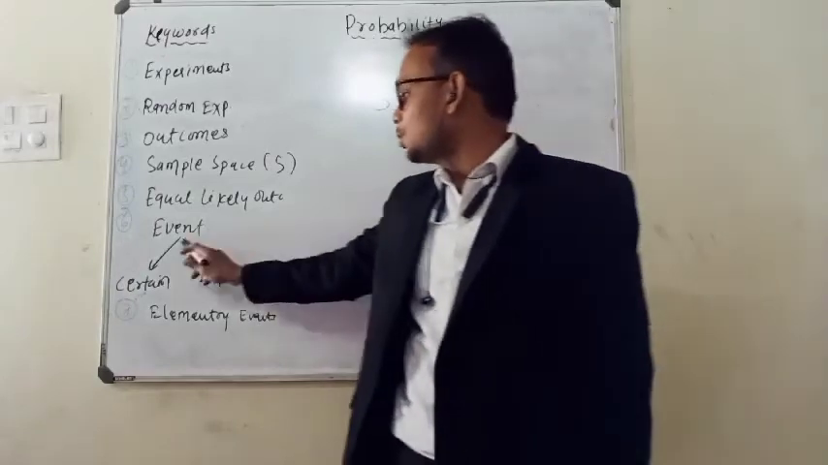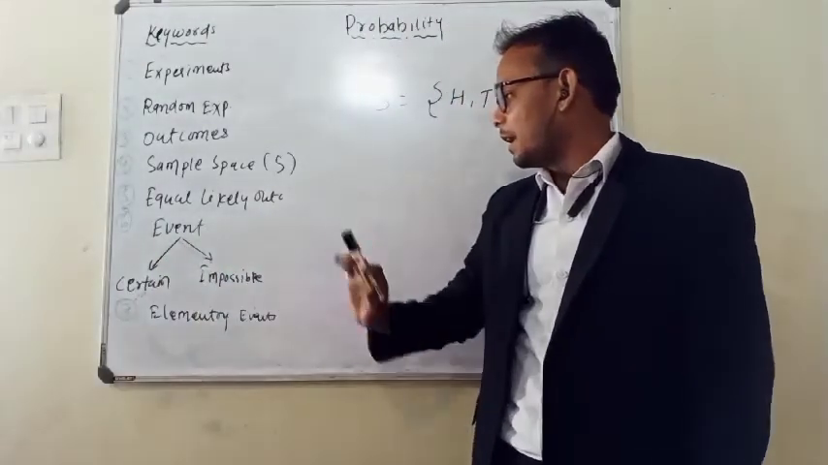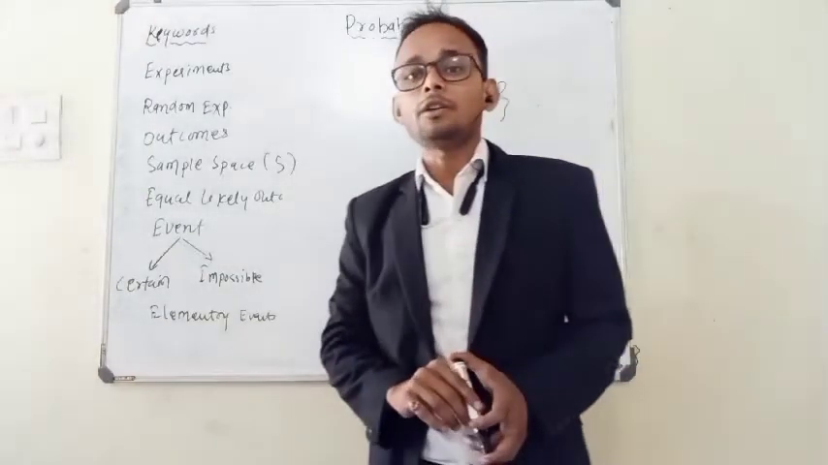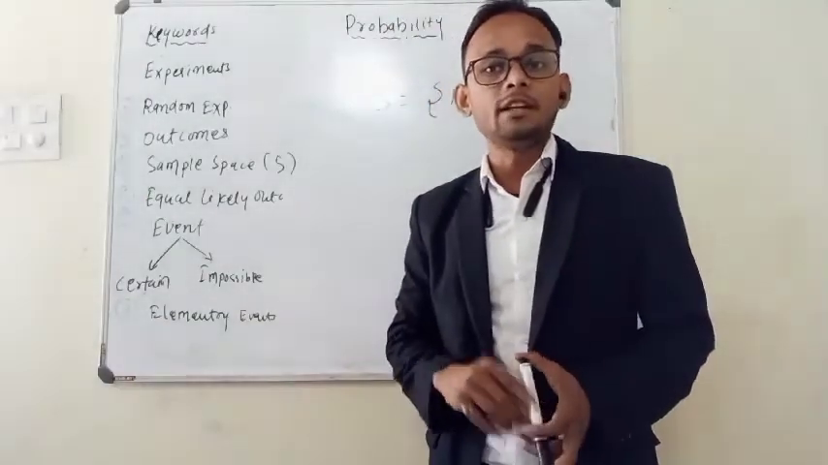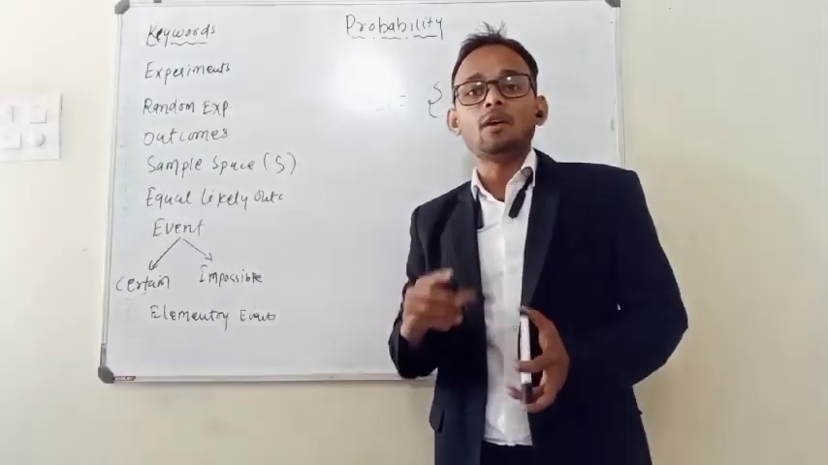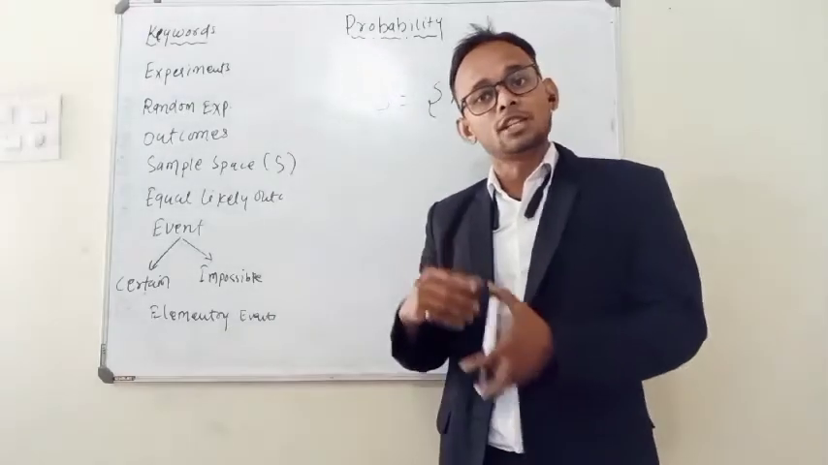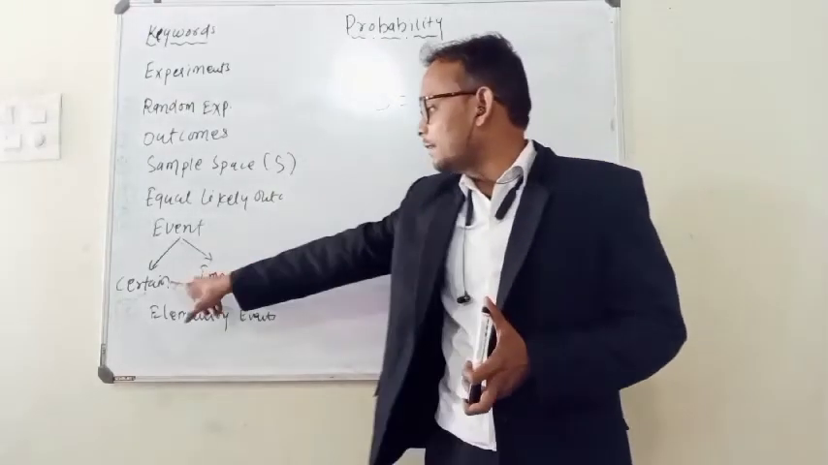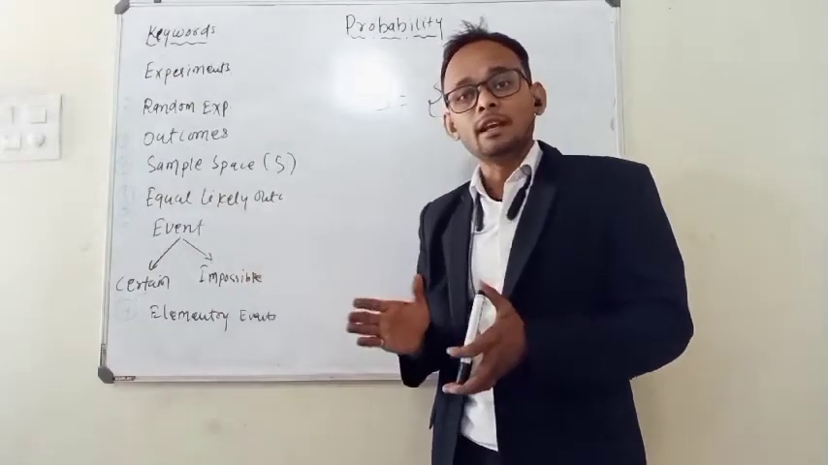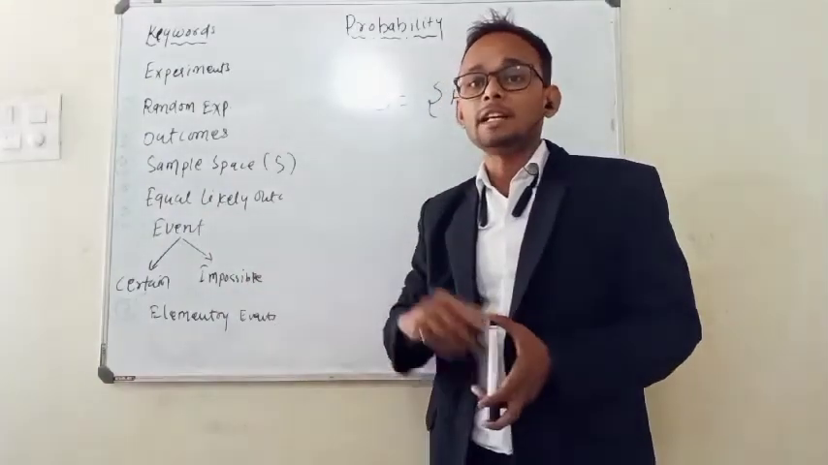So there are two types of event. One is certain event and another is impossible event. Certain event is also called sure event. If the probability of any event is 1, that is called surety. So those events are certain, meaning we can say they are certain to happen. For example, it will definitely rain, that is, it is certain.